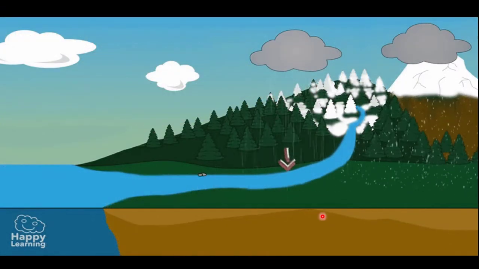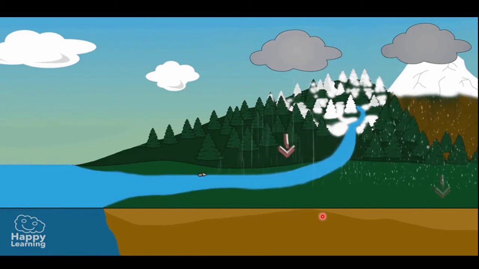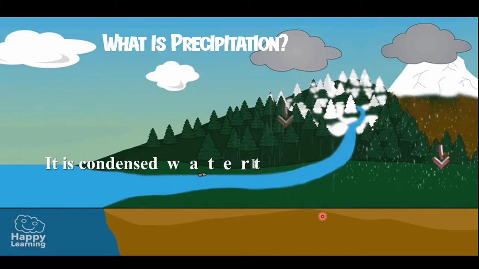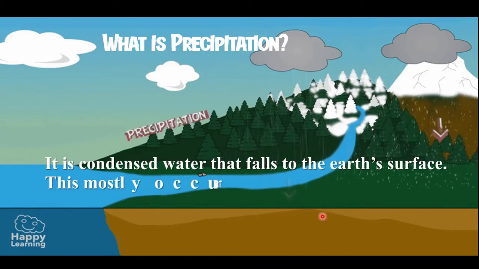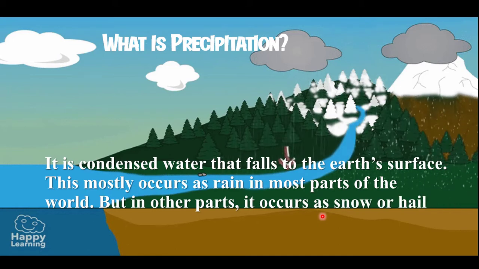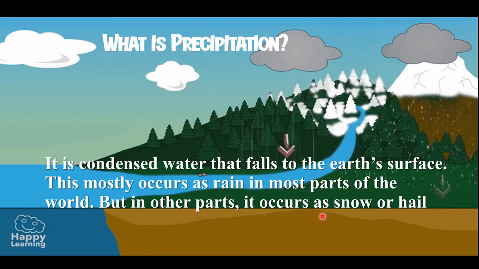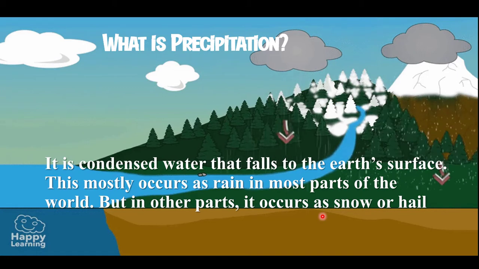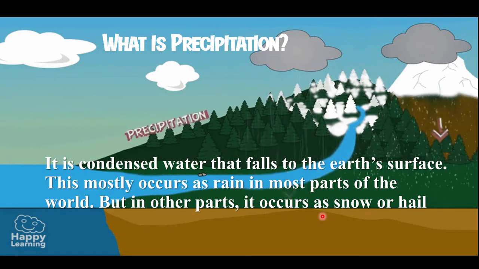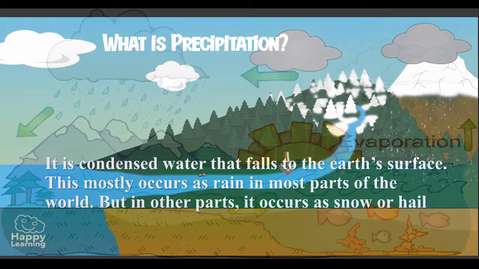What is precipitation? Precipitation is the condensed water that falls to the Earth's surface. This mostly occurs as rain in most parts of the world where we live in. Precipitation occurs as rain, but in other parts it occurs as snow or hail.